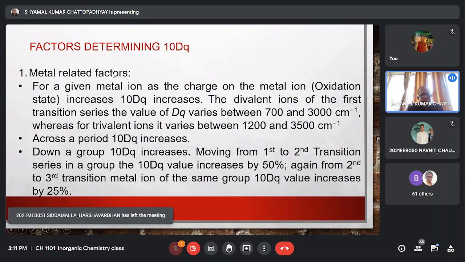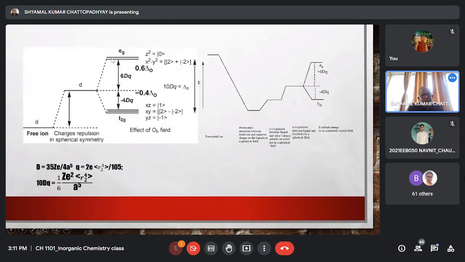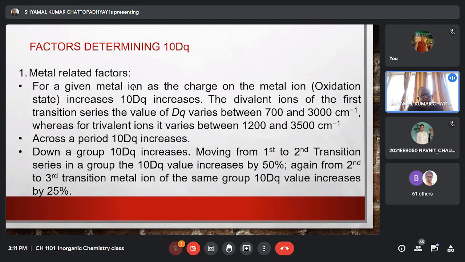Next, we consider the crystal field splitting, which was shown as 10 Dq here, right? What are the factors that affect 10 Dq? Because this question very often comes. The factors that affect 10 Dq can be classified under two headings. One, the factors related to the metal ion, and second, the factors related to the ligand.